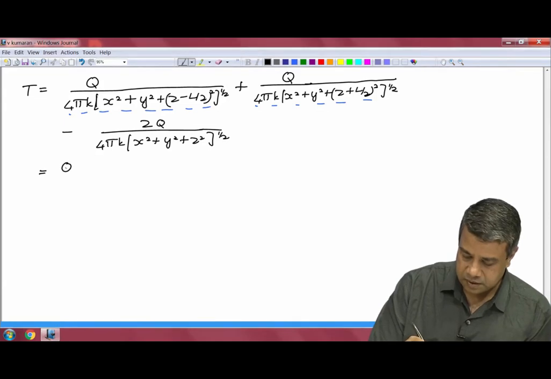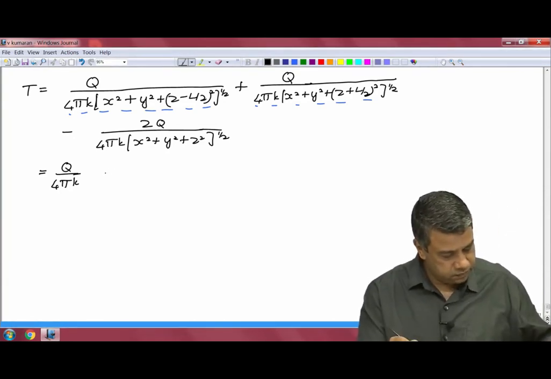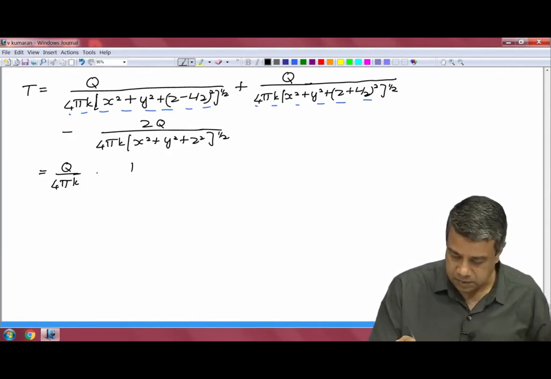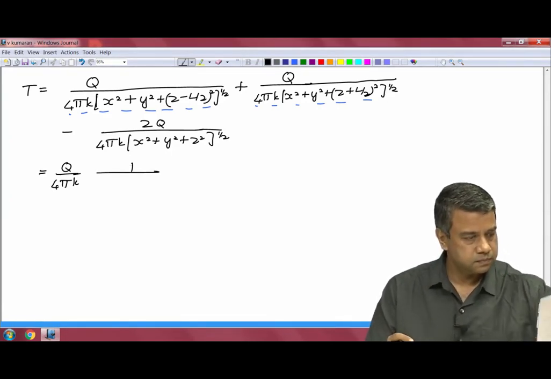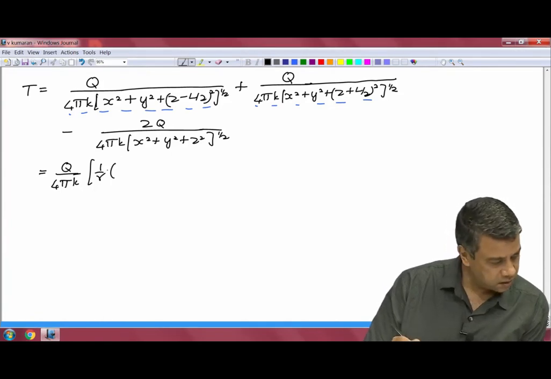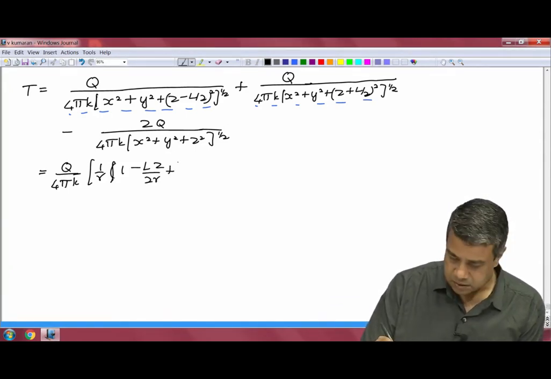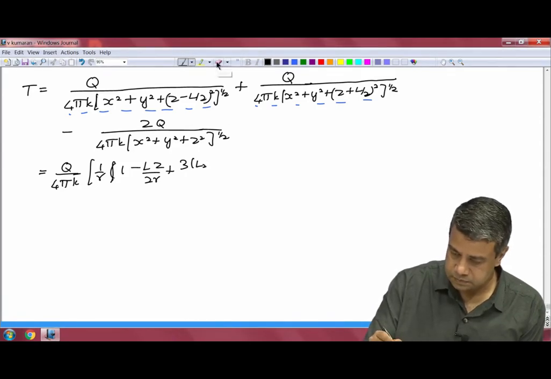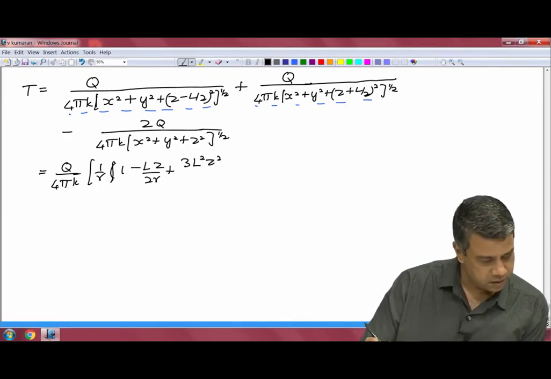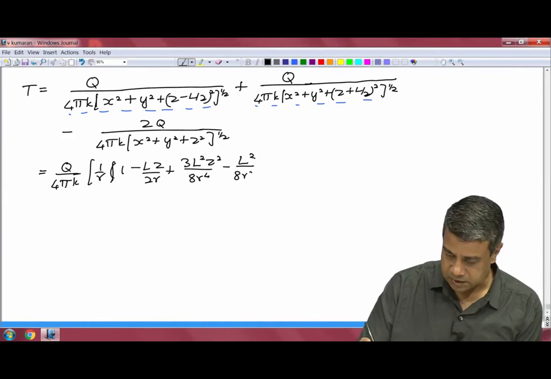So, I can take out a factor of q by 4 pi k into 1 by r into 1 minus Lz by 2r plus 3 L square z square by 8 r power 4 minus L square by 8 r square.